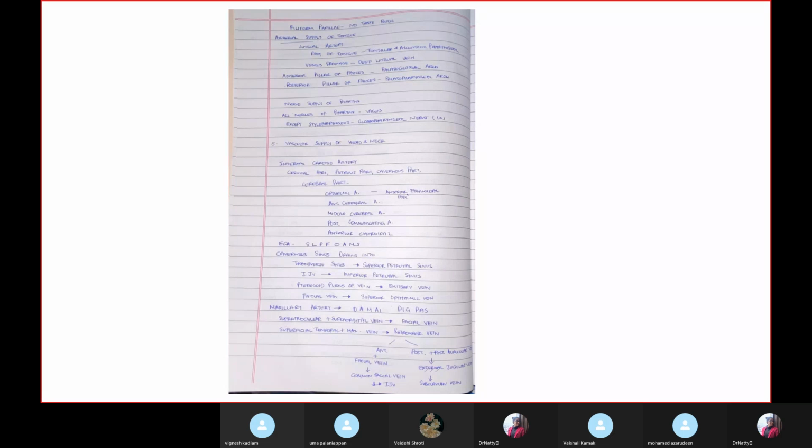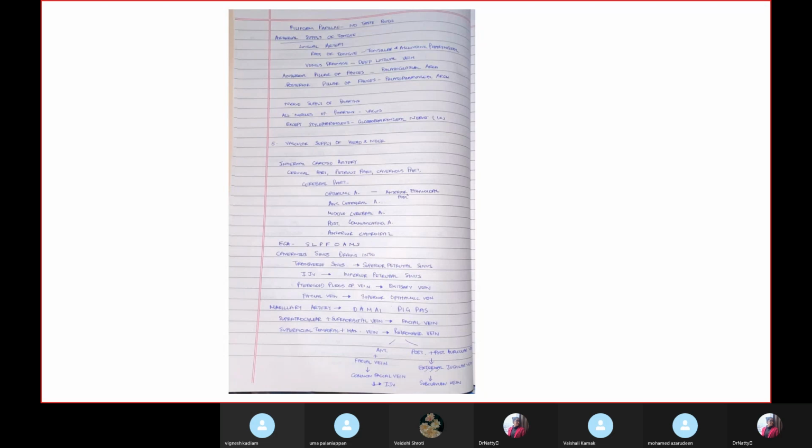How does it drain into transverse sinus? So from cavernous sinus through superior petrosal sinus, it reaches transverse. From cavernous sinus through inferior petrosal sinus, it reaches IJV. From cavernous sinus through emissary vein, it reaches pterygoid plexus of vein. And again from cavernous sinus through superior ophthalmic vein, it reaches facial vein. So now you know the route.